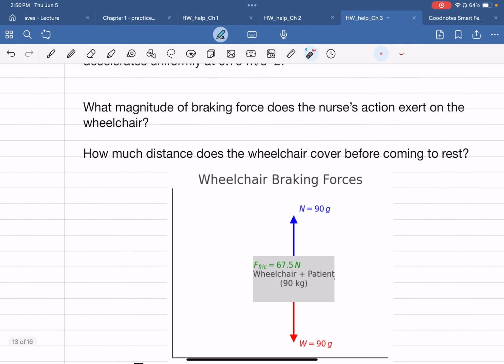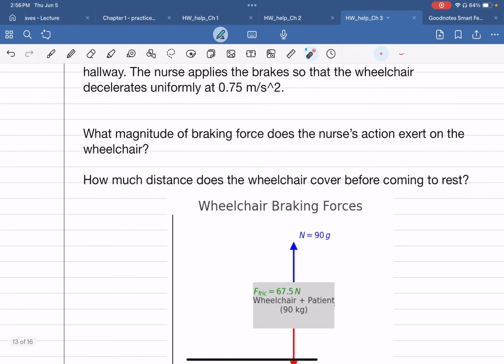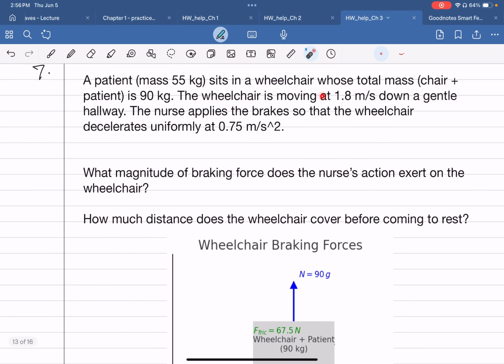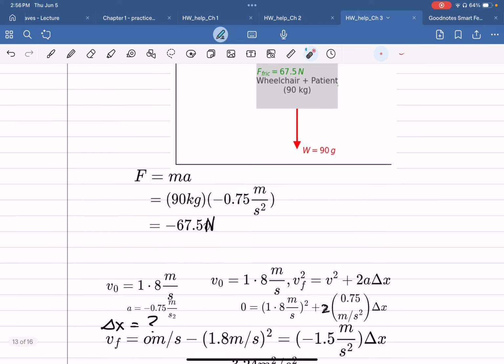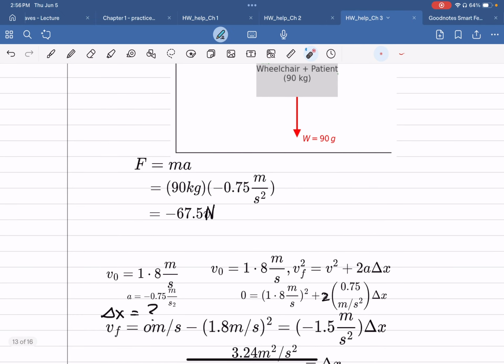What's the second part? How much distance does the wheelchair cover before coming to rest? So right there, you have the final velocity as 0 because it comes to rest. We got the initial velocity here, and we also have the acceleration. So back to kinematics. This time I tried to print it out instead of writing it. Actually, I had to write it and then change it to print. So I did pay the price for that with some errors. So this part has been repeated, so I'm going to scratch that out.